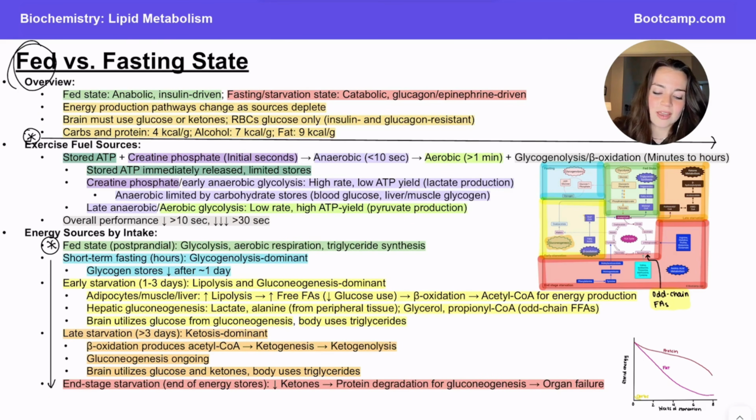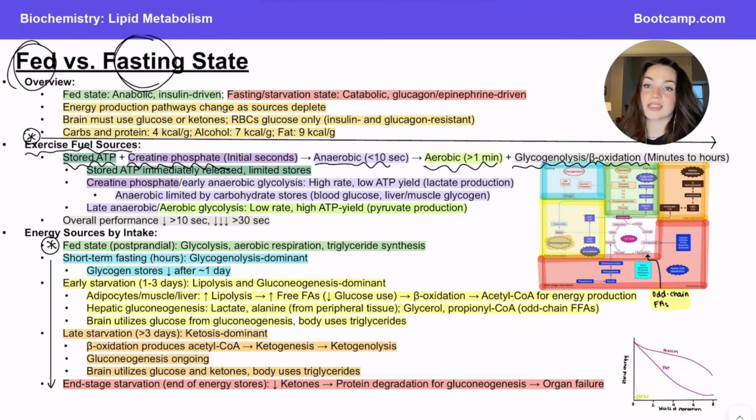We've been talking about the fed versus the fasting state. We started off by talking about exercise fuel sources and the different sources of energy that we could use throughout an exercise effort. We started by releasing stored ATP, as well as our creatine phosphate stores, progressed on through anaerobic metabolism, then aerobic metabolism, and then eventually we could even add in glycogenolysis and beta oxidation as we got far enough down along through that effort.